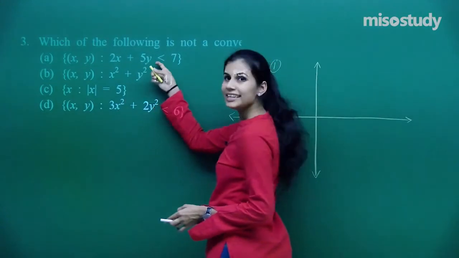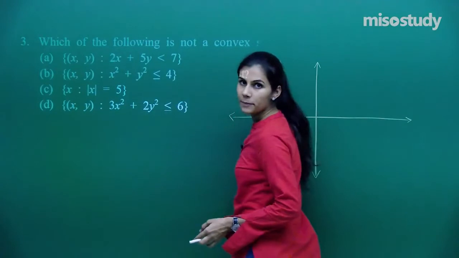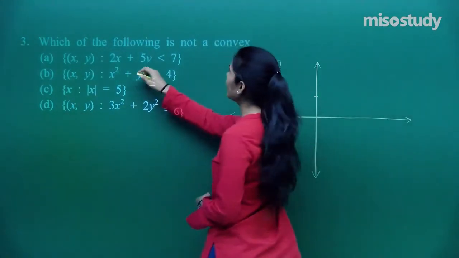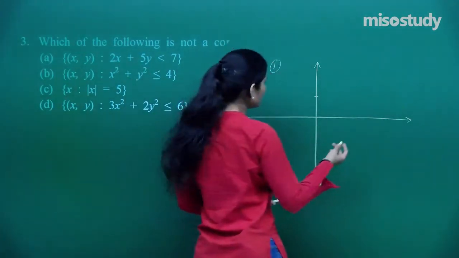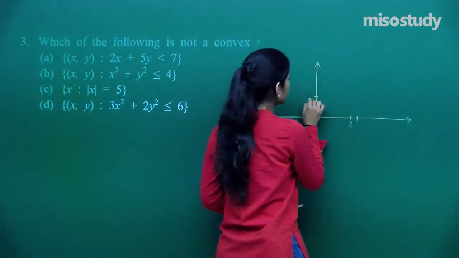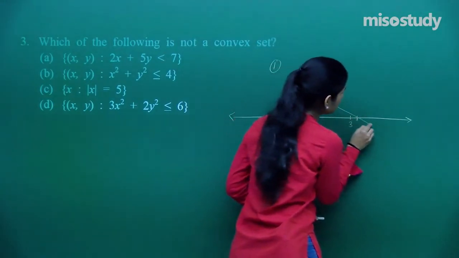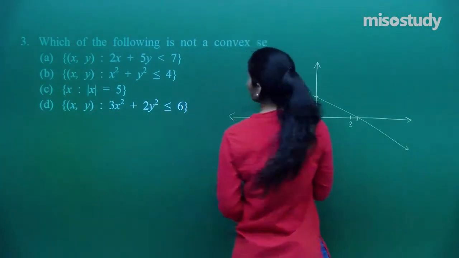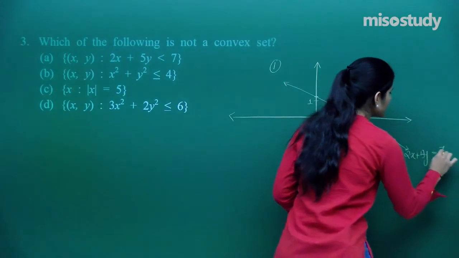Consider 2x plus 5y equal to 7. When you put x equals 0, you get y equals 7 by 5, which is 1 point something. And when you put y equals 0, you get x equals 7 by 2, which is 3 point something. So somewhere here is 3, somewhere here is 1. This is 1 point something, 3 point something. And so when you join these two, you get the straight line representing 2x plus 5y equal to 7.